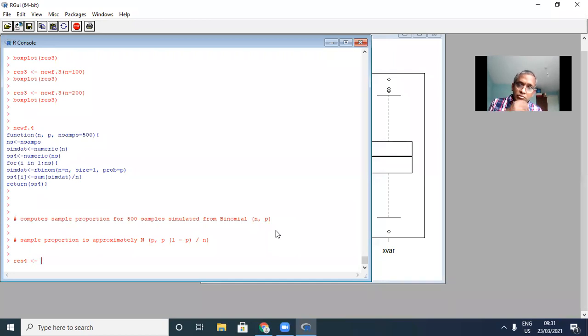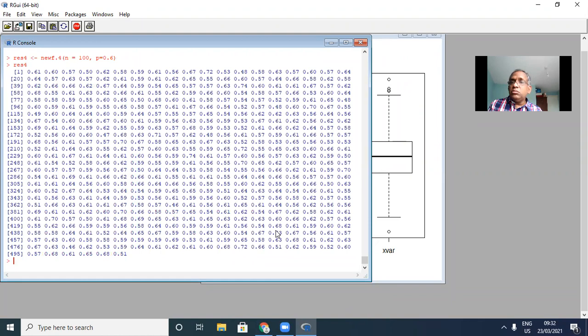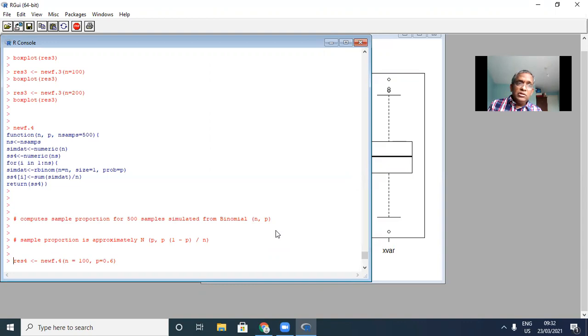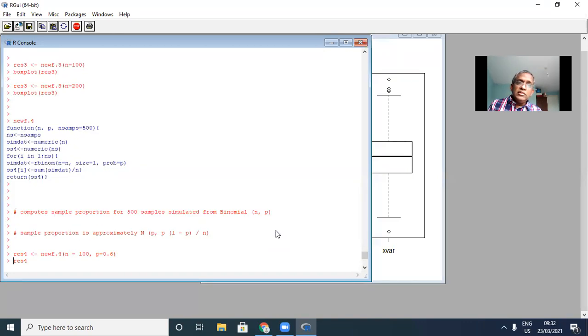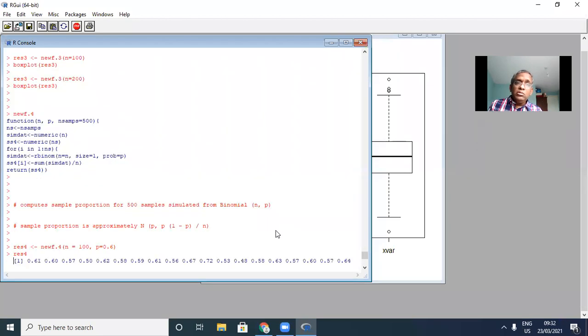So let's take n to be, say, 100, and let's take p to be 0.6. So I have basically simulated 500 values of the sample proportion. Now I want to illustrate to you that the 500 values that I simulated can be approximated by a normal distribution with mean equal to p and variance equal to this.